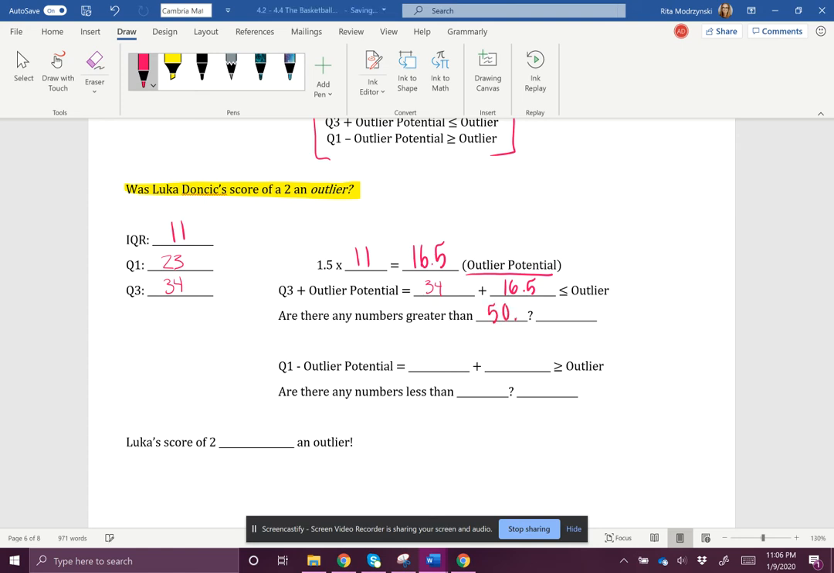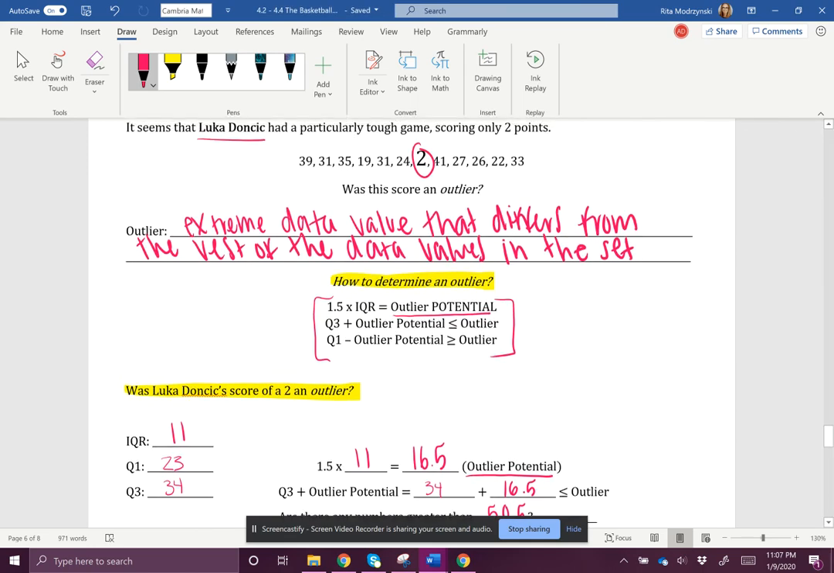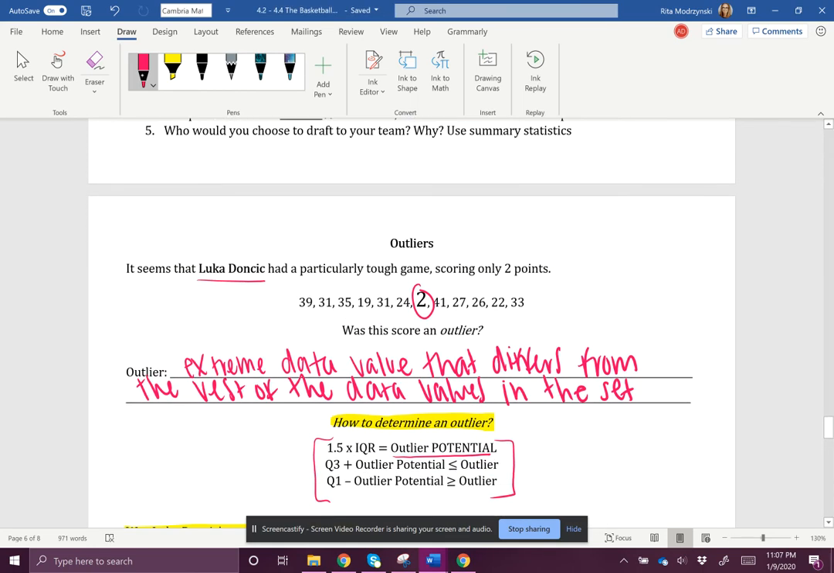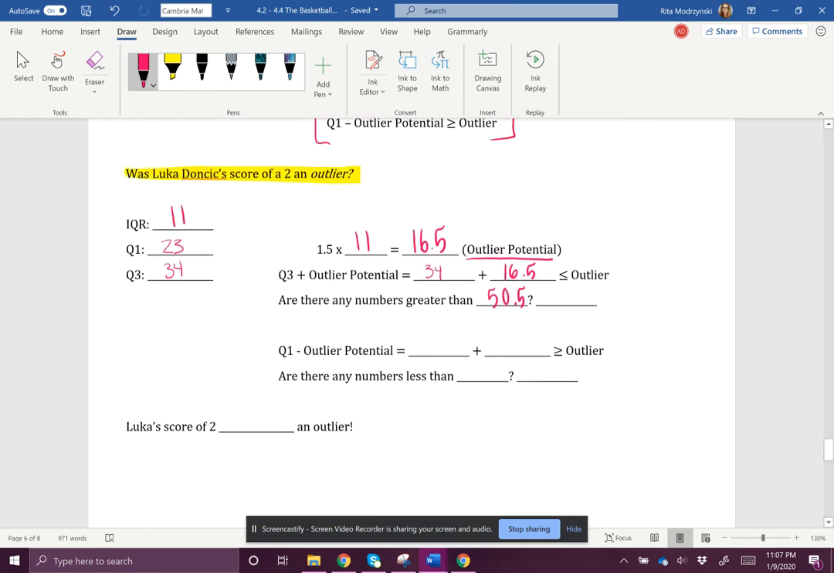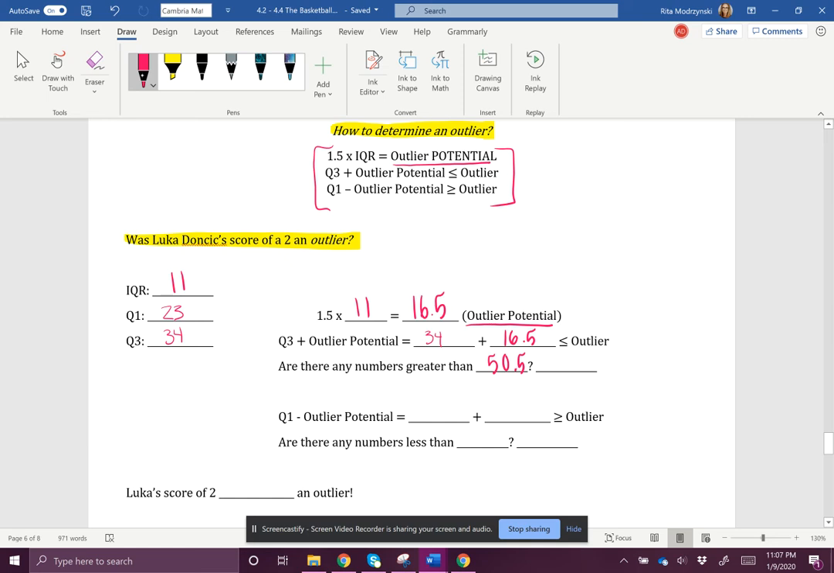So are there any of his scores that are greater than 50.5? Okay, let's take a look. Nope. His maximum, it looks like, is 41. So there are no scores greater than 50.5. So there are no outliers on the high end, which we kind of expected. It definitely looks like the outlier falls on the low end.